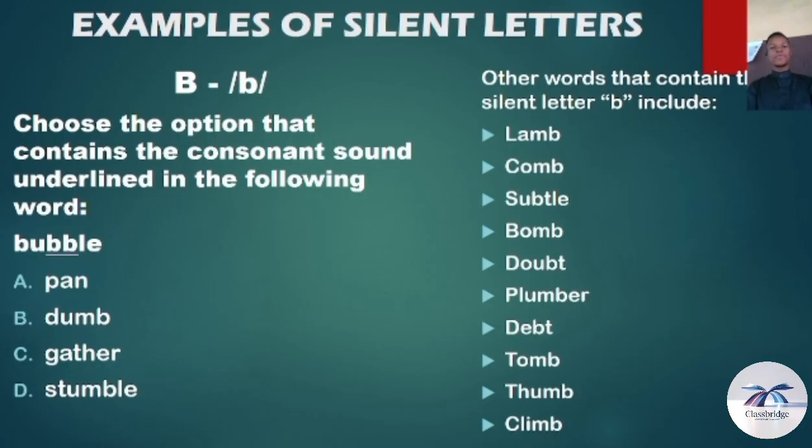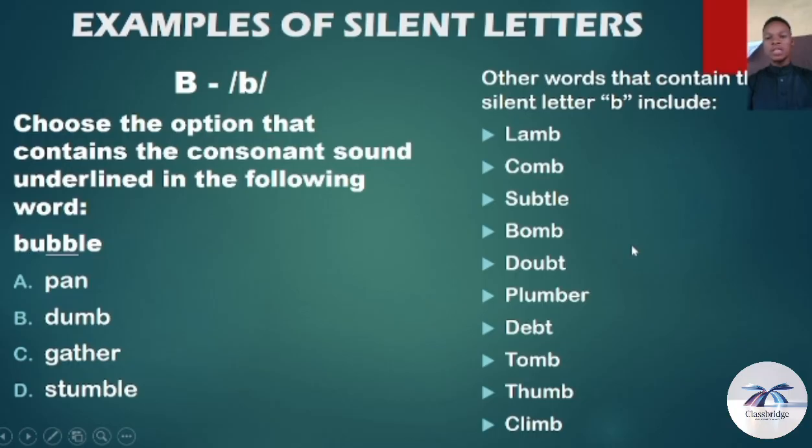Some of you might have been confused and wanted to choose dumb. But I need to tell you that the B here is silent in the word. It is pronounced dumb, without the B sound. But the word here is stumble, and we are looking for the sounded letter B. Are you following? These are other words that contain the silent letter B.